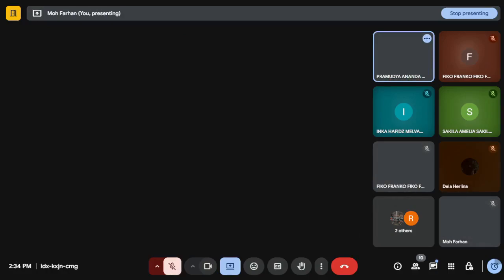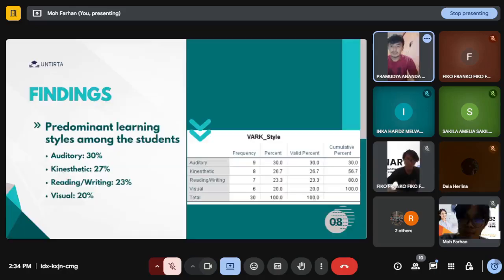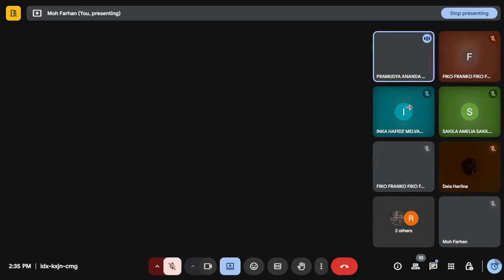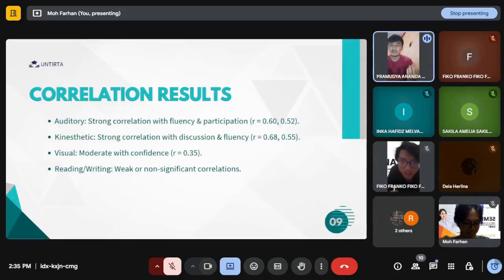and there is, in visual learning style, a moderate but significant positive correlation with self-confidence when speaking in class. However, its correlation with idea fluency and discussion participation was weaker and non-significant. This suggests that while visual aids might enhance a visual learner's confidence in speaking, they may not directly translate to improved spontaneous oral output in terms of fluency and active participation in discussion.